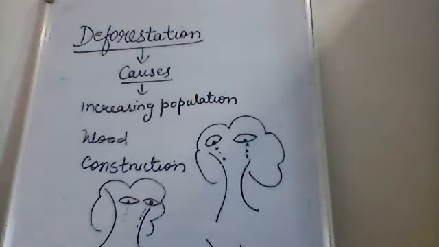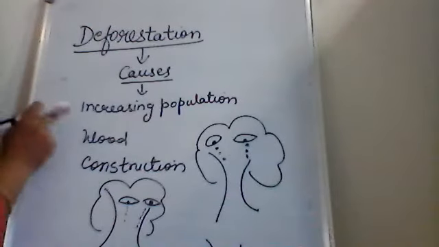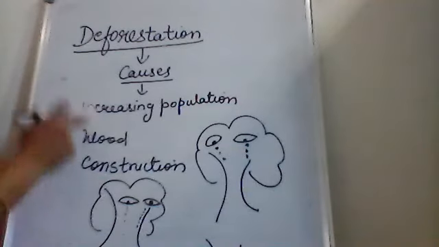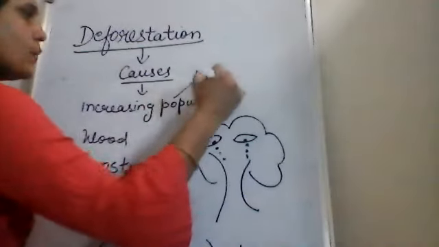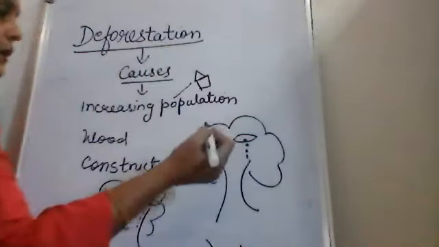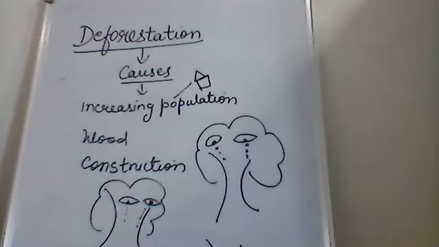Can anyone tell me what are the reasons that people are cutting down trees? Yes, you are right. People are cutting down trees because they need something from trees. See, due to the increasing population, when population increases, more houses are required. More buildings are required. For construction purposes, people are cutting down trees as they need wood. That's why they are cutting down trees. They want to make furniture, so they are cutting down trees.